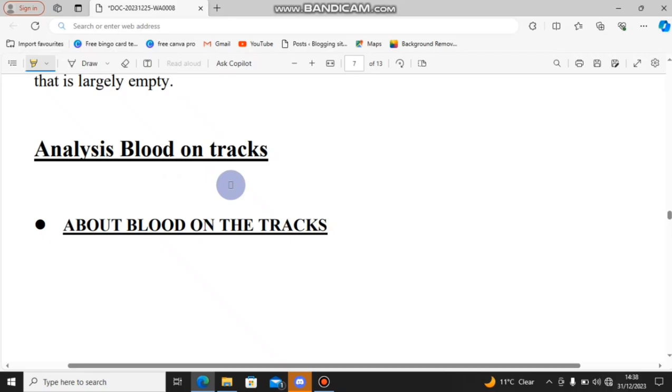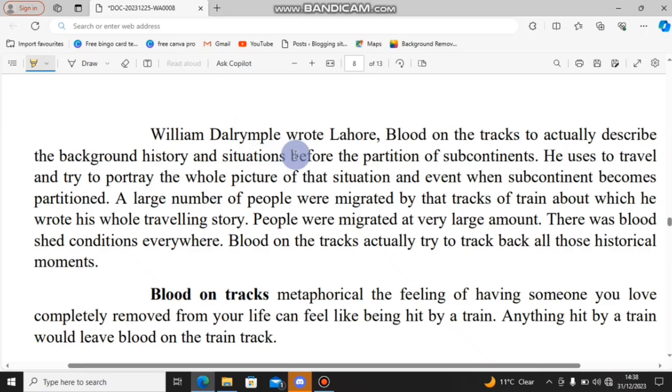William Dalrymple wrote Lahore: Blood on the Tracks to describe the background history and situations before the partition of the subcontinent. He uses travel to portray the whole picture of that situation and event when the subcontinent became partitioned. A large number of people migrated by that train track, about which he wrote his whole travel story. People migrated in very large numbers. There were bloodshed conditions everywhere. Blood on the Tracks actually tried to track back all those historical moments.